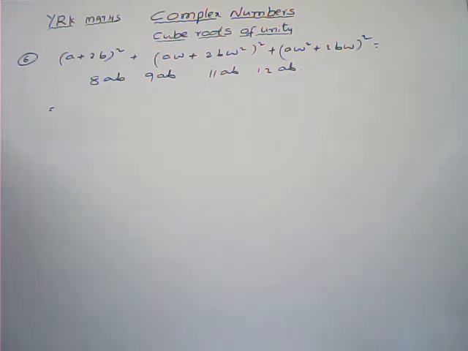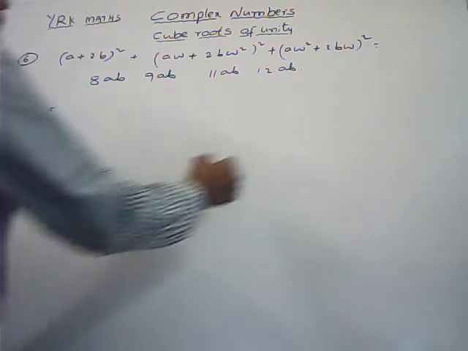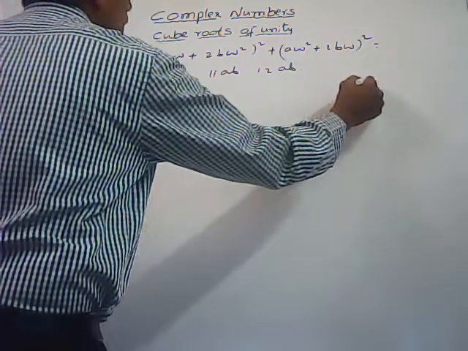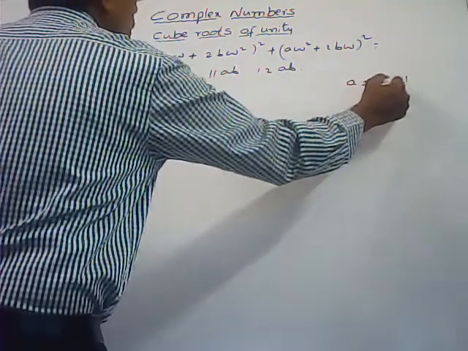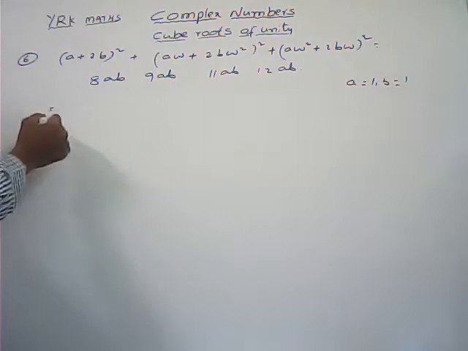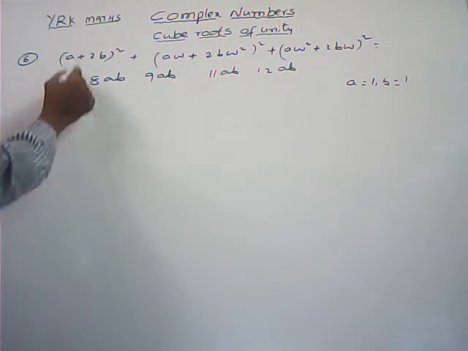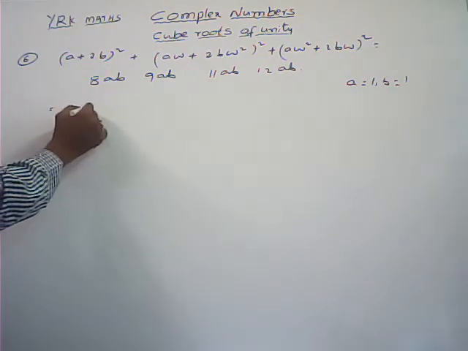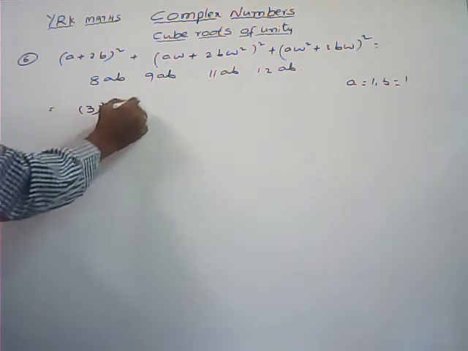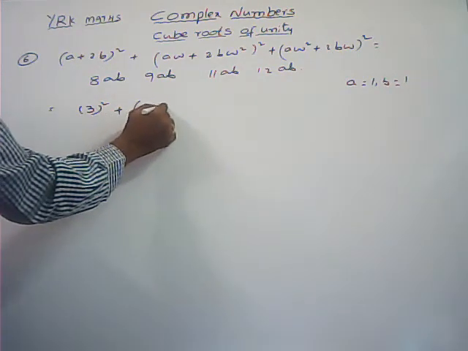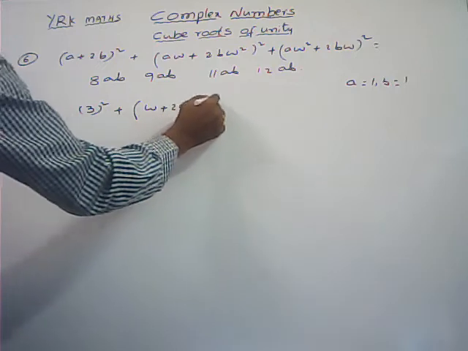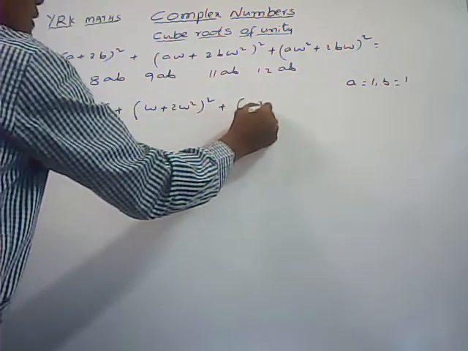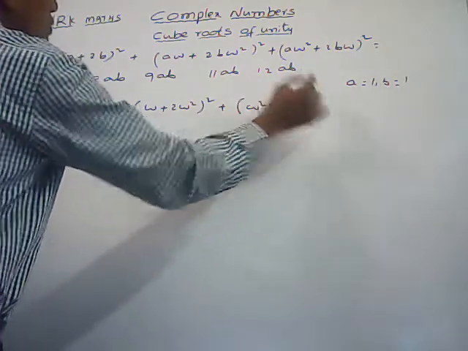To identify the option easily, what to do here? Verify with a equals 1 and b equals 1. Here I am taking a equals 1 and b equals 1. So what will you get here? A equals 1, b equals 1, that is 1 plus 2, 3. 3 square plus, a equals 1 plus b equals 1, whole square.